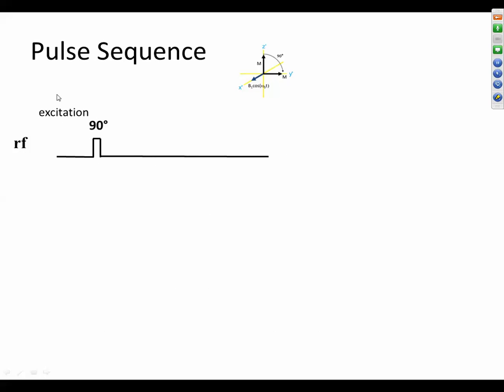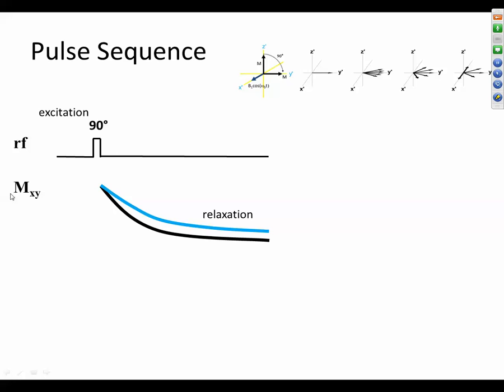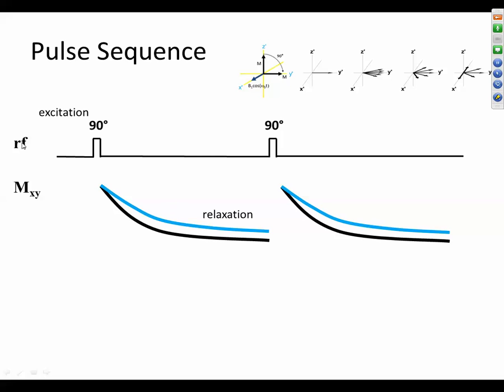This procedure we can illustrate in the whole sequence diagram. This is a 90-degree RF excitation, so we plot a 90-degree pulse here, and then it decays. The signal, or the transverse magnetization, decays, and different tissues have different decay rates.